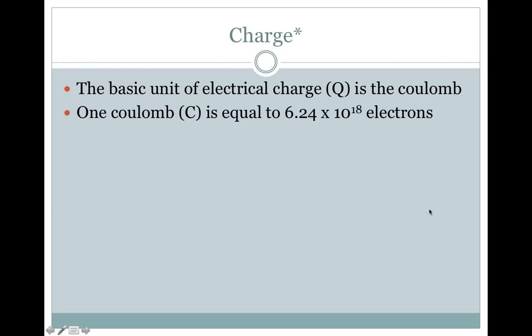Charge. The basic unit of electrical charge, Q, is the coulomb. 1 coulomb, C, is equal to 6.24 times 10 to the 18th electrons.